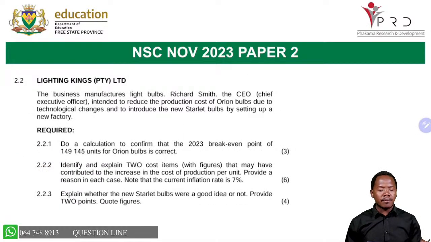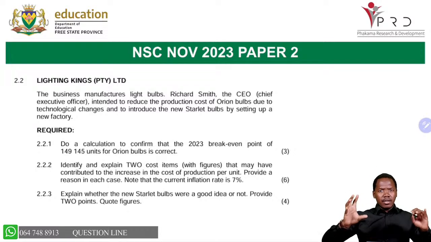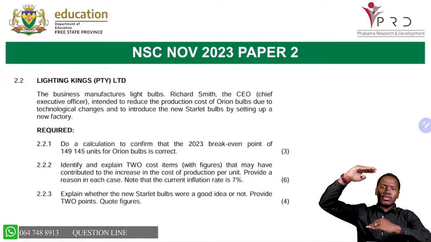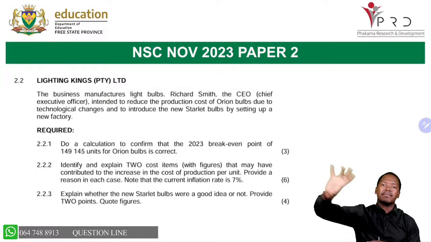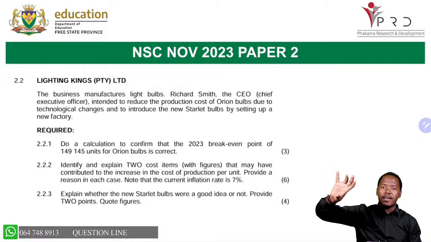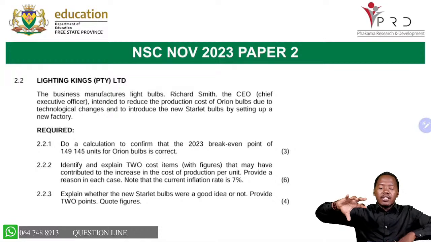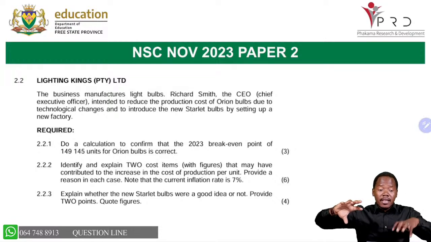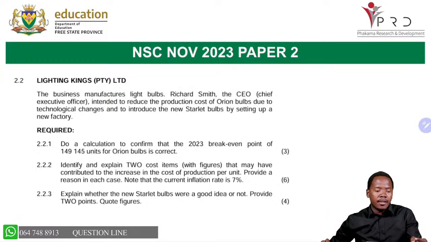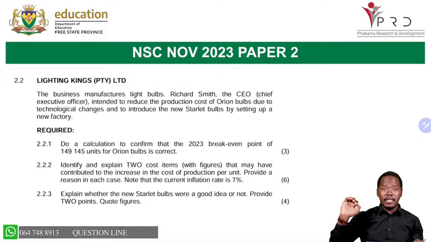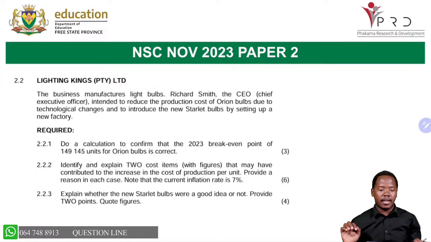2.2, we are going to come to this at a later stage. We have Lightning Kings Pty Ltd. So meaning this is the other part. Remember, the cost accounting question will be divided into 2 parts. There will be that production cost statement and notes, as well as the theory of it. And then there will be that unit cost, meaning it has break-even point and other questions. So this 2.2, we'll look at it at a later stage. Okay.